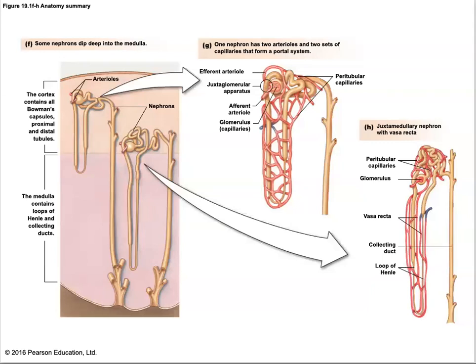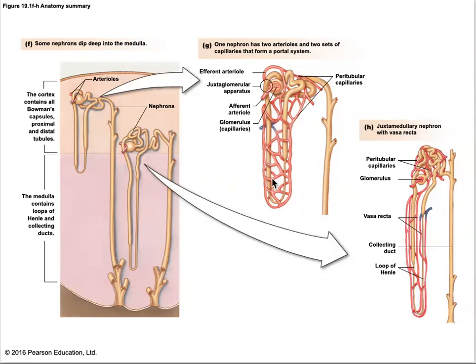And there are two primary types of nephrons. There are the cortical nephrons with the shorter loop of Henle. We also have the juxtamedullary nephrons, which have really long loops of Henle. Over 90% of the nephrons in our kidneys are the cortical nephrons, but the juxtamedullary nephrons also play a very important role in modulating the osmolarity of our urine.